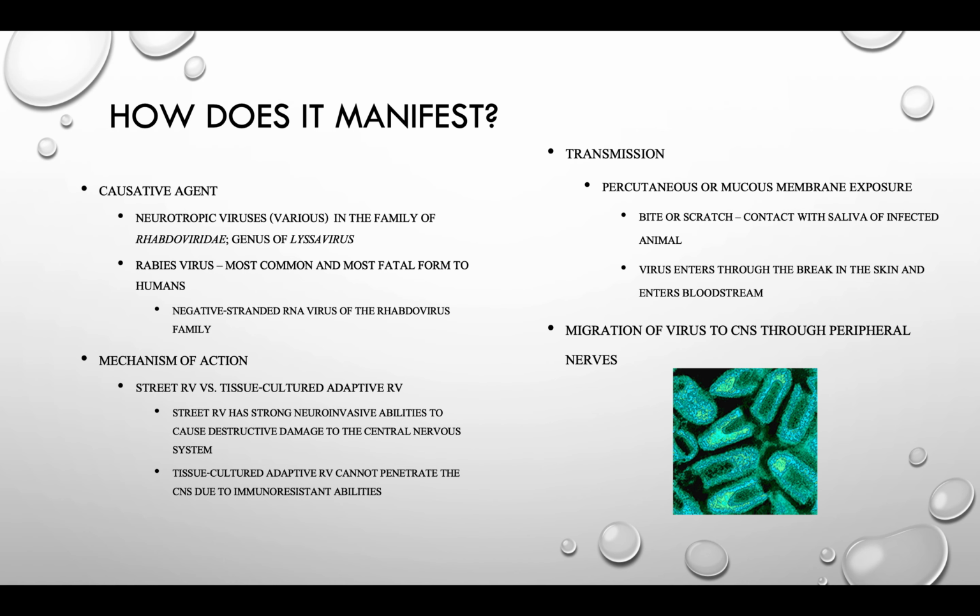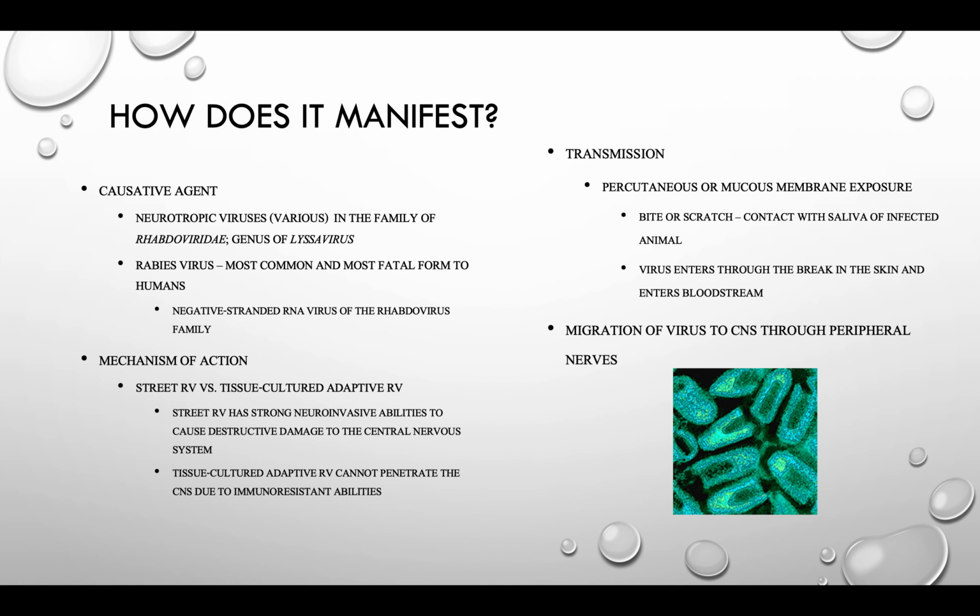Getting into the mechanism of action, there is street rabies virus versus tissue-cultured adaptive rabies virus. The street virus has a strong neuroinvasive ability to cause destruction and damage to the central nervous system. This is what is going to ultimately kill somebody or an animal. The tissue-cultured adaptive rabies virus cannot penetrate the central nervous system due to immunoresistant ability. So this one is going to be the lesser form of this virus. It does not travel and penetrate the nervous system the same way the street rabies virus does.